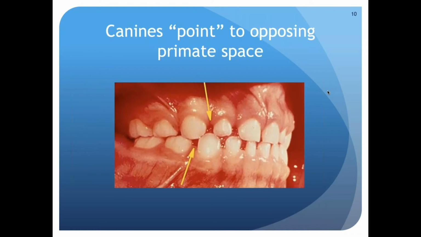So if you're asked to identify where the primate space is, the canines are usually going to point to the opposing primate space. When we look at our maxillary primate space here, our mandibular canine is pointing to that space. When we look at our mandibular space, you can see that the maxillary canine is pointing to that space. So that's the cheat to figure out where that is.